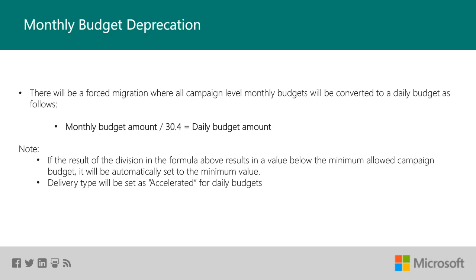The delivery type will be set as accelerated for daily budgets, given that they were able to spend as fast as they could before being monthly. So again, the suggestion is to start moving budgets to daily, as we're going to be having this forced migration from monthly to daily budget by end of April.